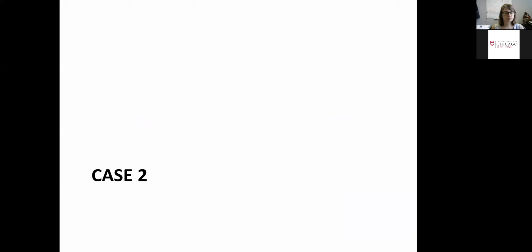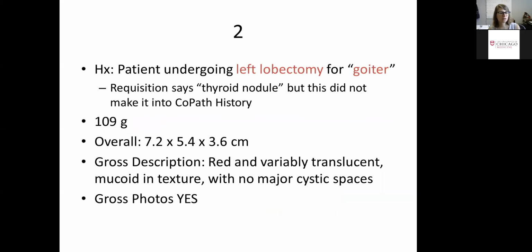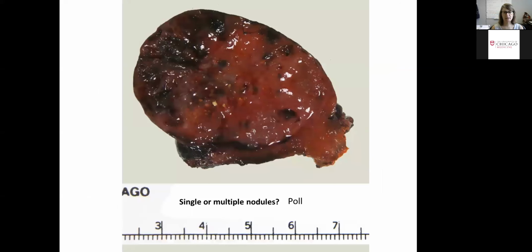All right, case 2. The patient is undergoing a left lobectomy for goiter. The requisition says thyroid nodule, but this did not make it into COPATH. The specimen weighed 109 grams, overall 7 by 5 by 3 centimeters. Gross description was red and variably translucent, mucoid, no cysts. Gross photographs, yes. Oops. So again, I'm going to relaunch the poll, and I want you to tell me what you see.